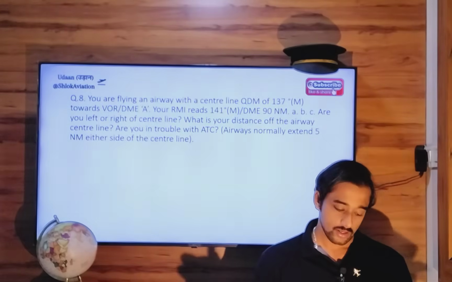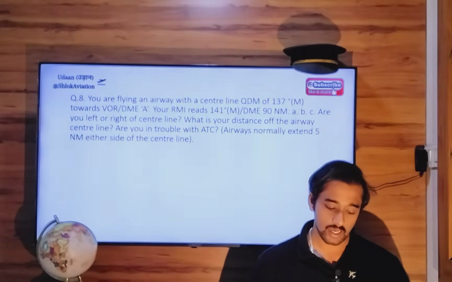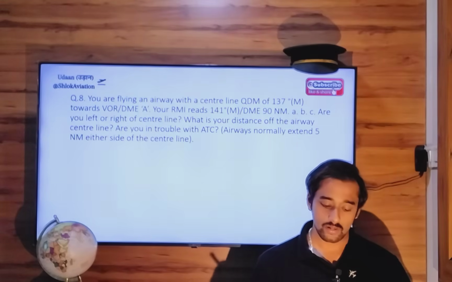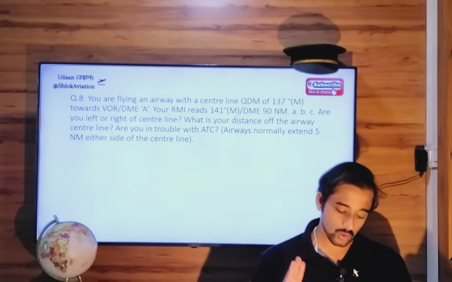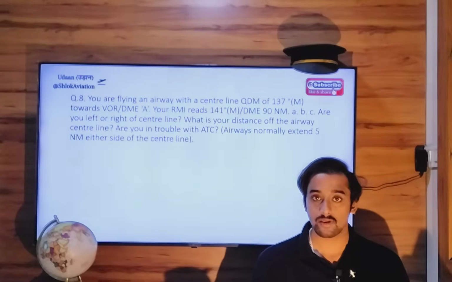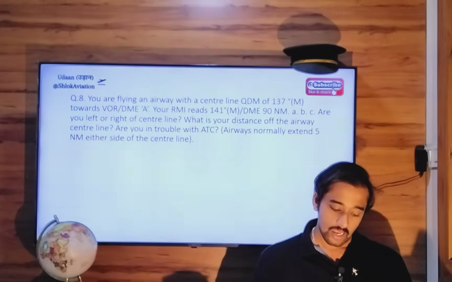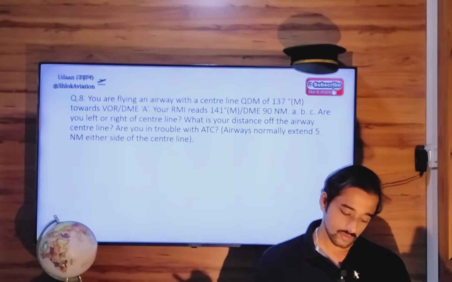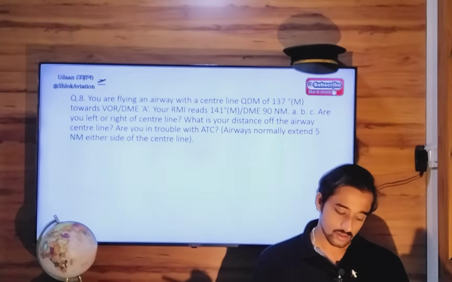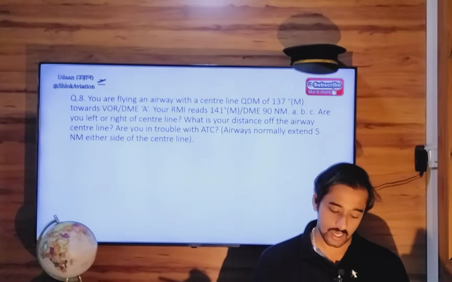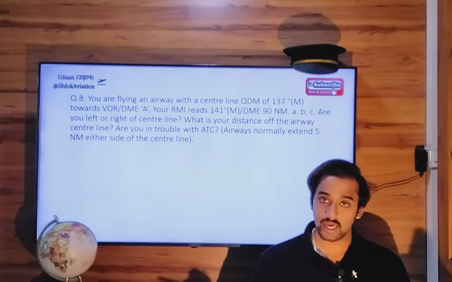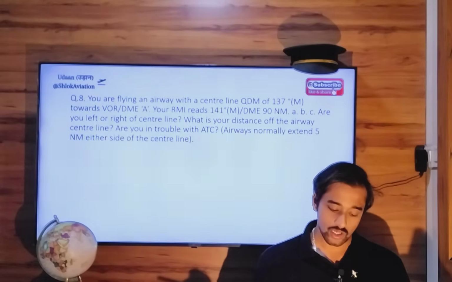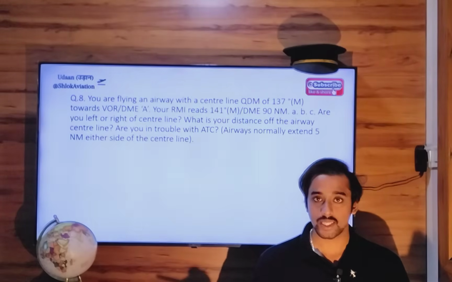Question 8. You are flying on an airway with a center line QDM 137. So track towards the station is 137 magnetic track. Your RMI reads 141, distance 90 miles. Are you left or right of the center line? What is your distance off the airway center line? Are you in trouble with ATC? Airways normally extend 5 miles either side of the center line.